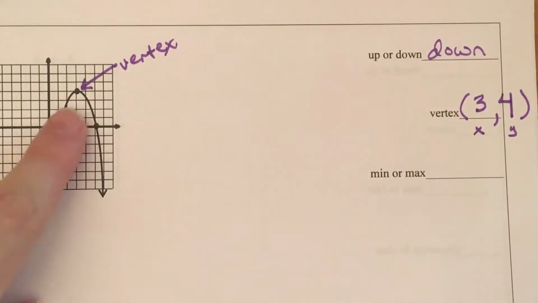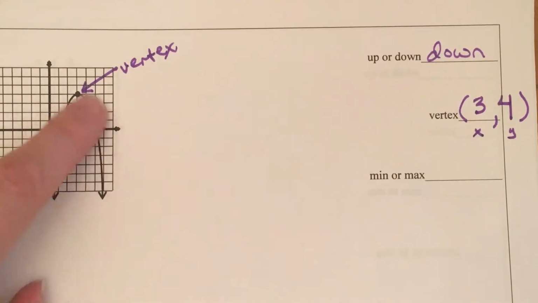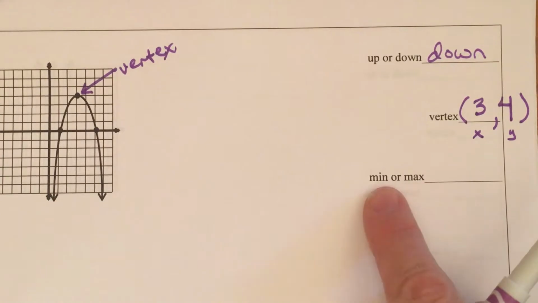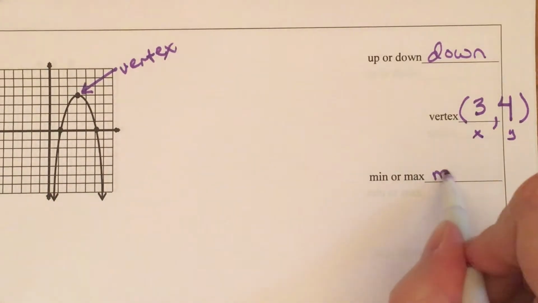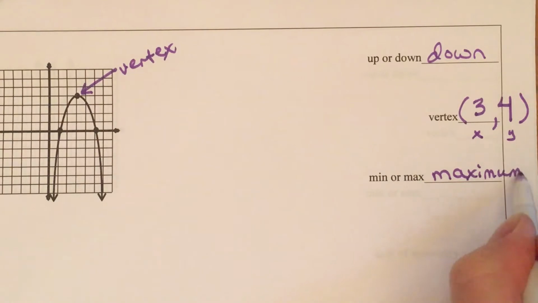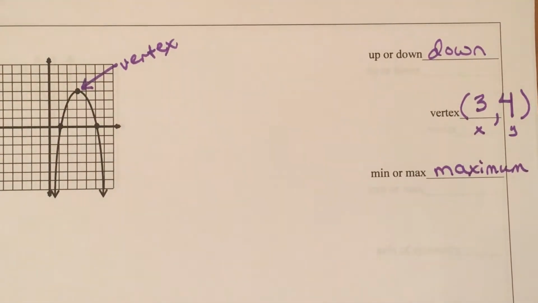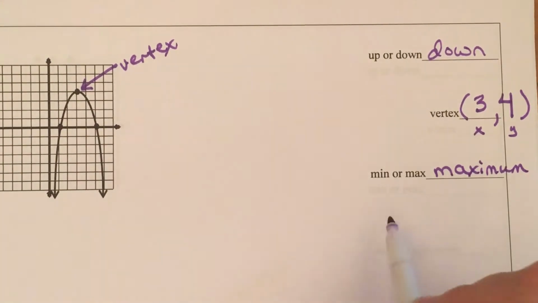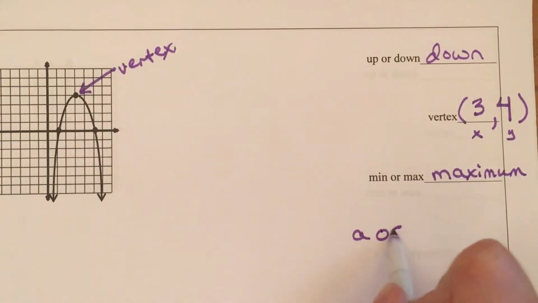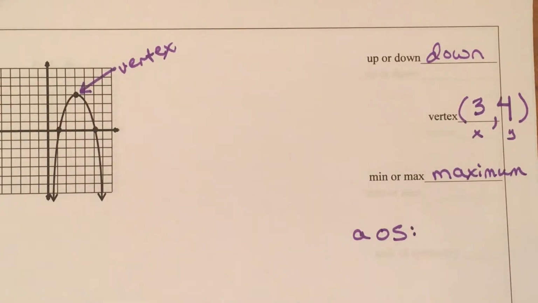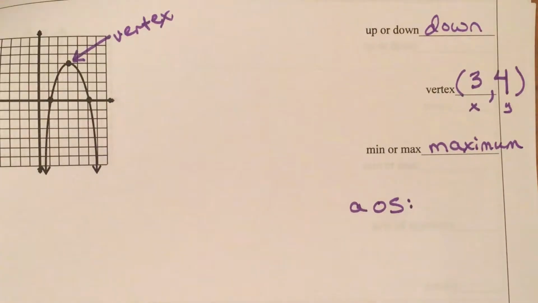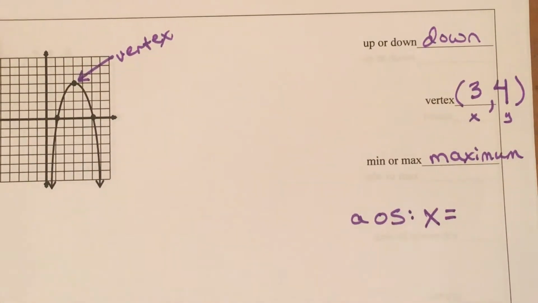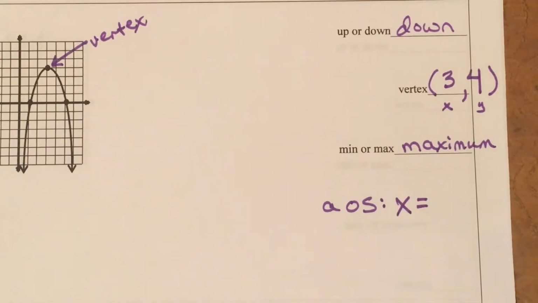Is this a mountain or a valley? What shape does it make? Yep, it's a mountain. So is it a maximum or a minimum? Great, it's a maximum. And you're right, it doesn't ask for it in this problem, but let's make sure that we have our practice. What's going to be the axis of symmetry? A number or an equation? An equation. X equals what equation?